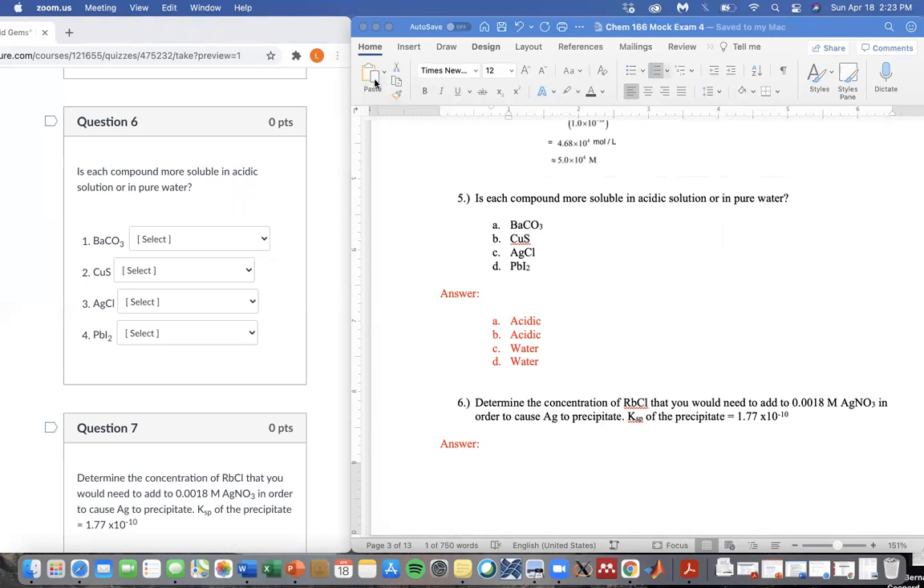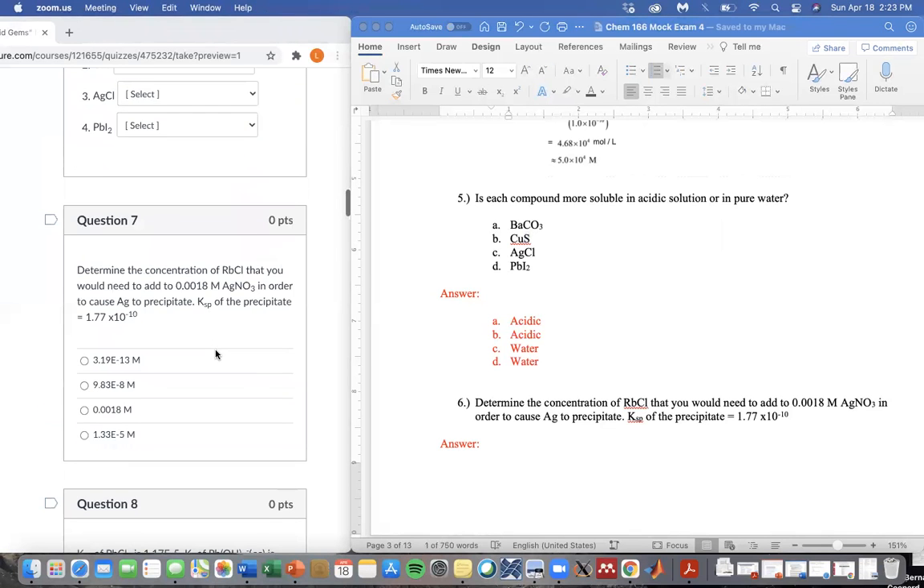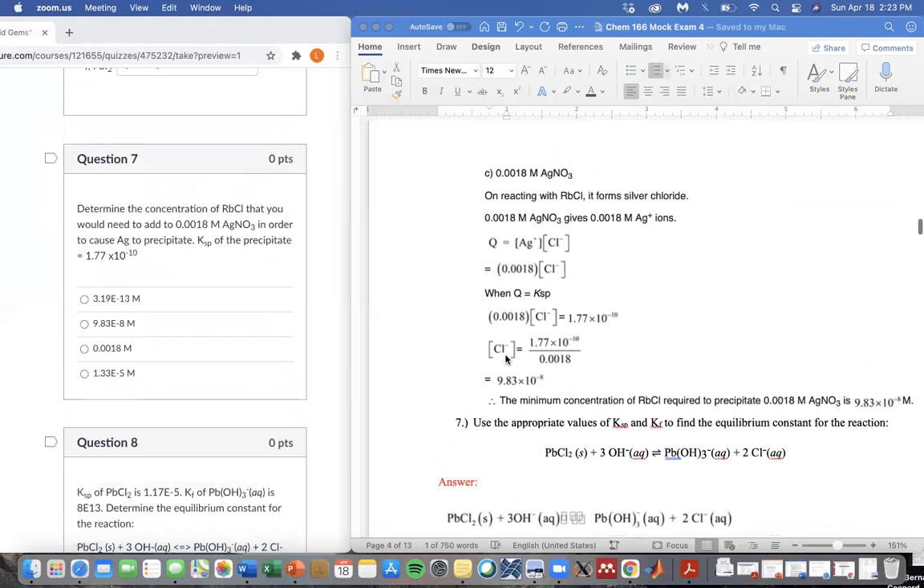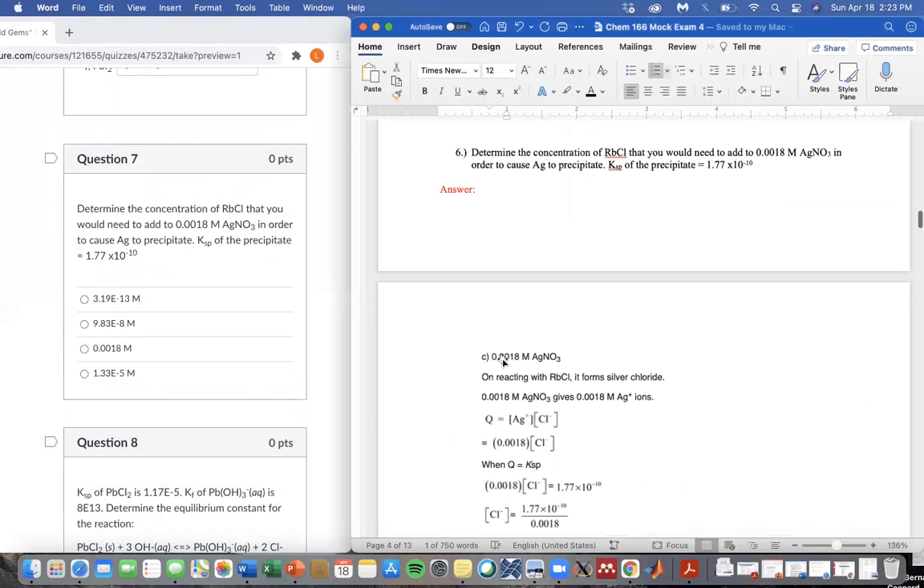Got it. Okay, so then the next question is looking at a solution that currently has 0.0018 molar AgNO3, and you're trying to get Ag plus to precipitate. I know that I talked about this in my study group that Bryce is in, but I'm not sure that I talked about it in here.